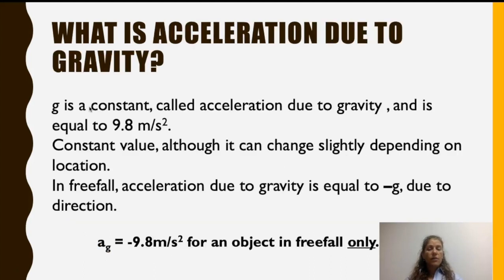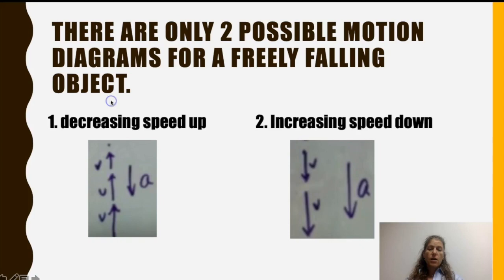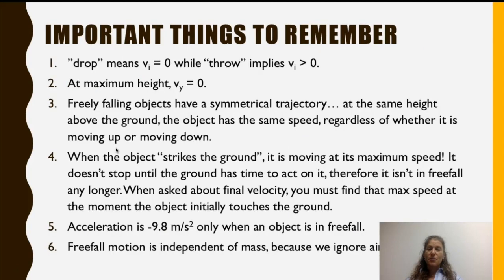So acceleration due to gravity is a constant. We use the symbol little g for that. You might see it as acceleration with a sub g, but mostly we write it as g. It's on your equation sheet. You don't have to memorize it, although you know it, right? But acceleration due to gravity is negative 9.8. It's always constant on Earth. We're never going to worry about it changing. There's only two possible motion diagrams because either you're decreasing on the way up or you're increasing on the way down. That's it. Those are your two choices.